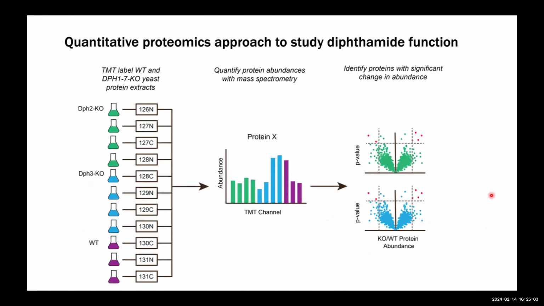And to do this, I was taking a quantitative proteomics approach using mass spectrometry. And to go through this workflow, I grew yeast that either had diphthamide knocked out or were the wild type strain. I labeled protein extracts from each of these strains, and I'll get more into the labels on the next slide. And these protein extracts were then run on the mass spec, and I could then quantify the amount of each protein in each strain and identify proteins that had significant changes in their abundance upon diphthamide deletion.